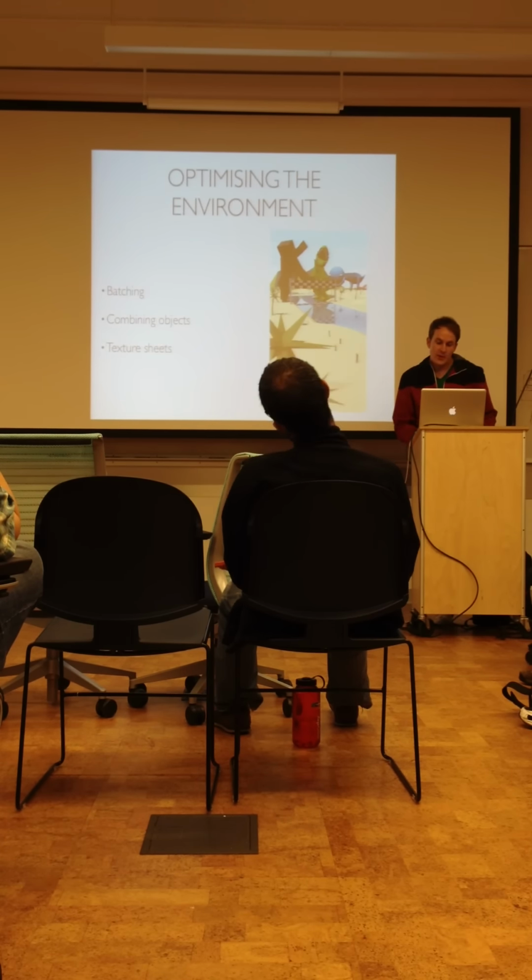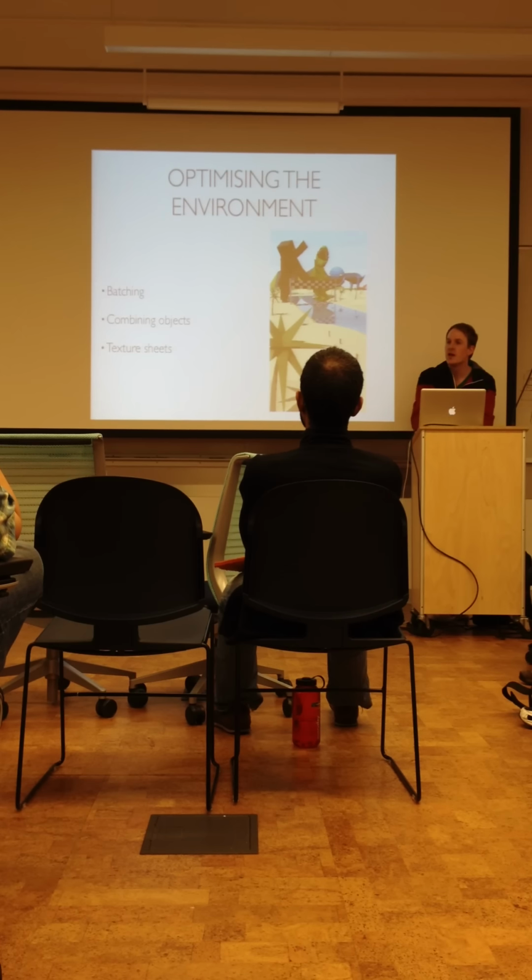So when it comes to optimizing the environment, batching is a standard one. Anything that has the same mesh in Unity and anything that has the same material texture as well can be batched into one draw, so the renderer only has to deal with a single group of objects rather than each individual one. And that's the standard thing which is applied normally. Combining objects was the other main thing.